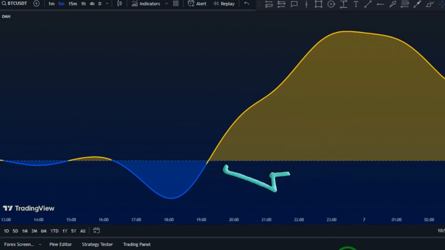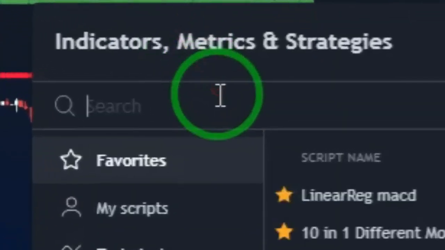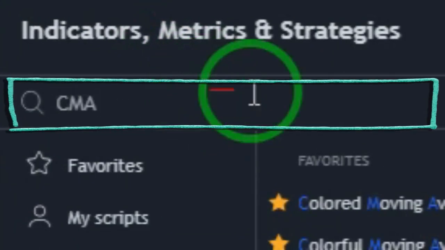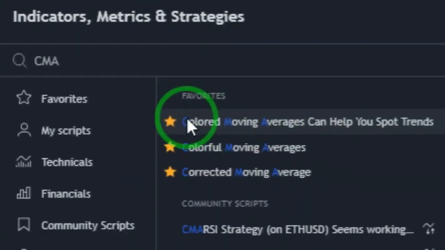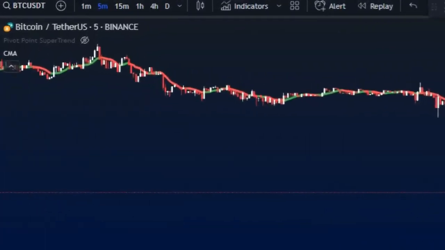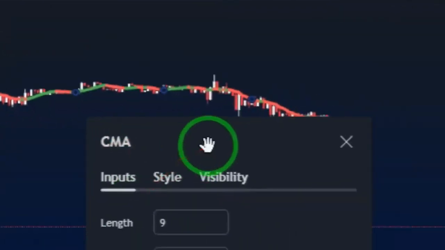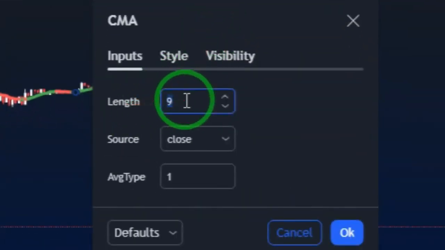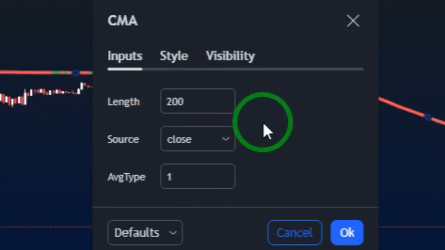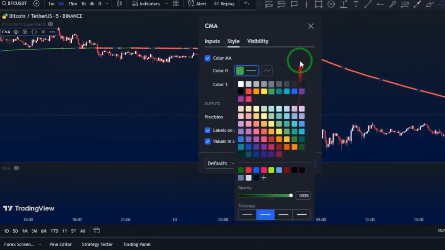However, we still need one more indicator to complete the strategy. So head over to the indicator section on the TradingView website and add the color moving average or CMA indicator to the chart. After adding the indicator, we need to optimize its settings. So head over to the Inputs tab and change the length value to 200. Then from the Style tab, you can adjust the color and thickness of the indicator's lines.